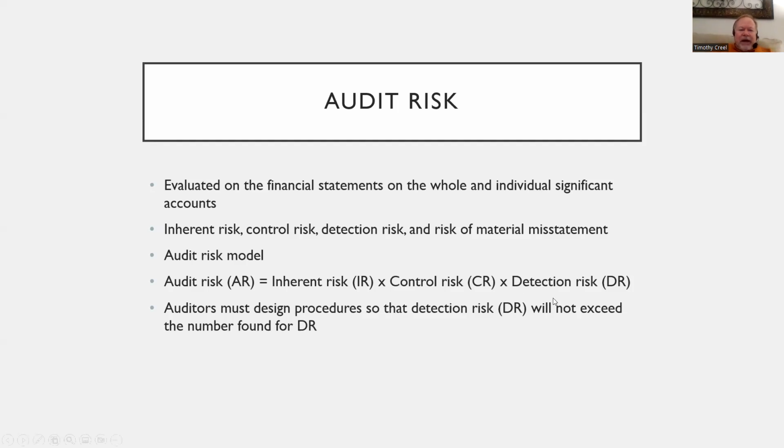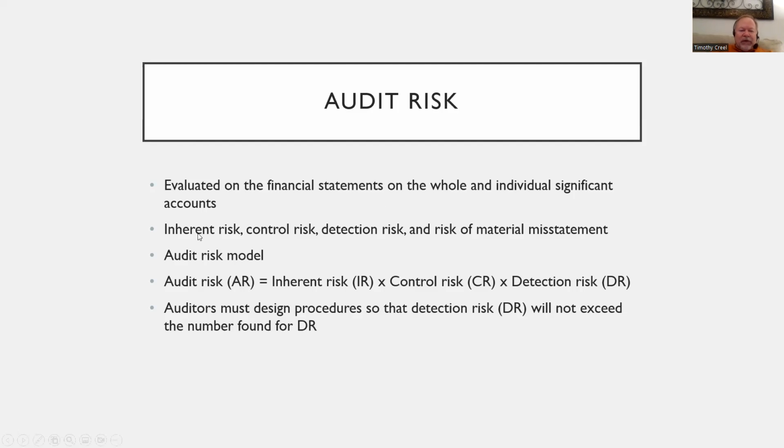So, audit risk is evaluated on the financial statements as a whole and on individual significant accounts. So you're going to look at the financial statements as a whole, and then you're going to look at what parts of the financial statements are the most risky for this company. And those are the areas you want to look at the most.